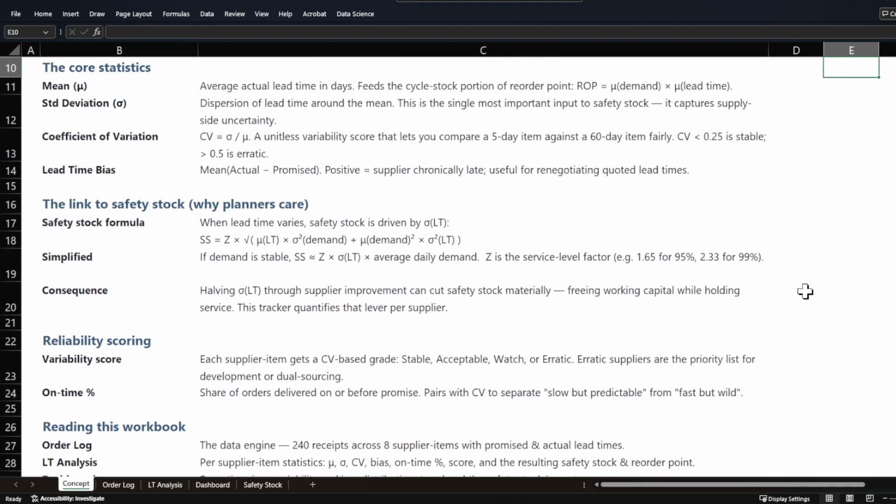Let us discuss that. One is the mean, which is the average actual lead time in days. It feeds the cycle stock portion of the reorder point, as we know that reorder point is equal to the mean of the demand multiplied by the mean of the lead time.